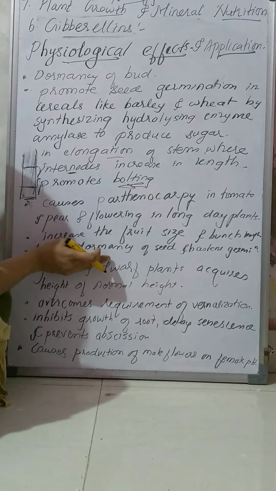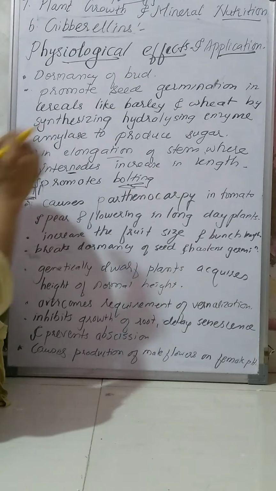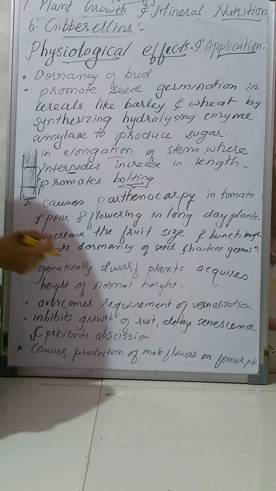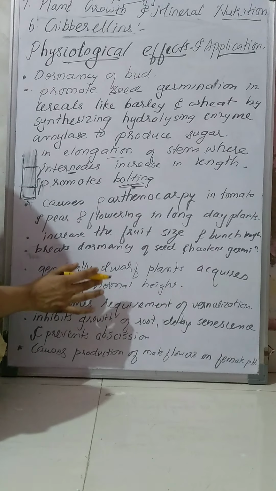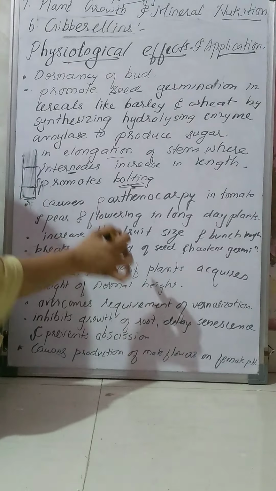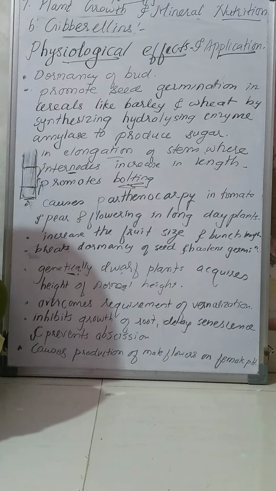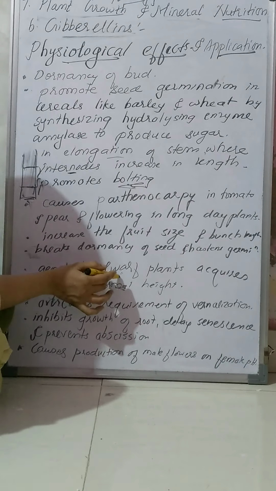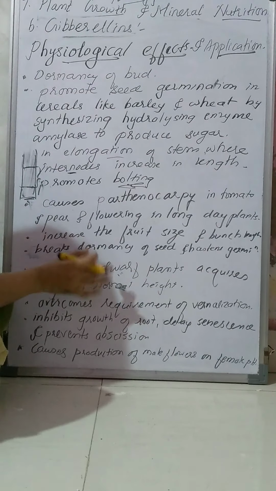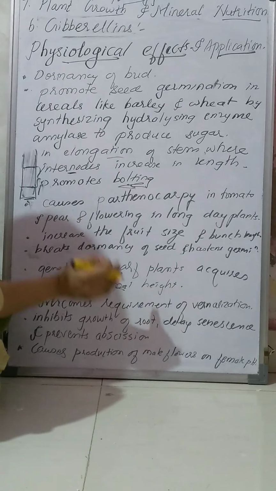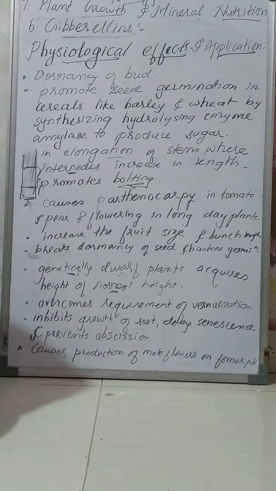As the dormancy of the seed is broken, it helps in the germination of the seed. Then here, one most important thing is the genetically dwarf plant. For example, maize. Maize is a genetically dwarf plant. By treatment with gibberellin, this dwarf plant can be changed to the height of a normal plant. Means if the plant is genetically dwarf, genetically short, we can bring it to a normal height by the treatment.